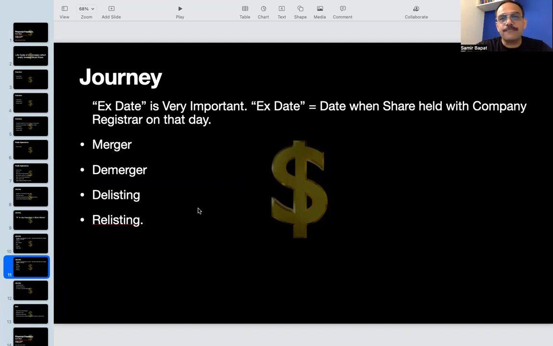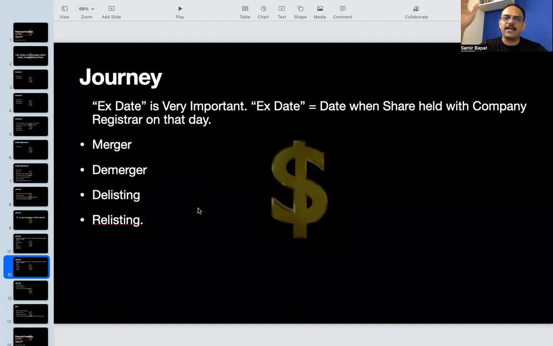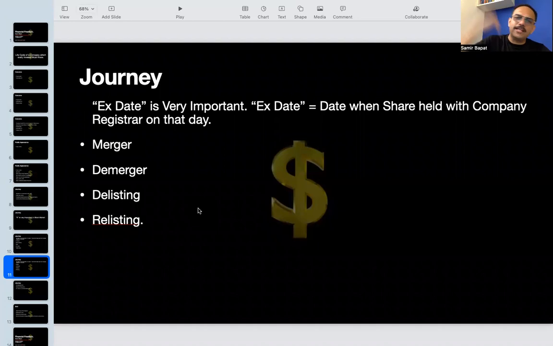Then delisting. Now, many times what happens is the company says, okay, I don't want to be traded in the stock market. I am going to delist. So delisting is that the stock will not be traded on the stock market. They are coming out of the stock market. It will not be available to trade freely. That is delisting. Normally, there will be a lot of fluctuations before the delisting X date.